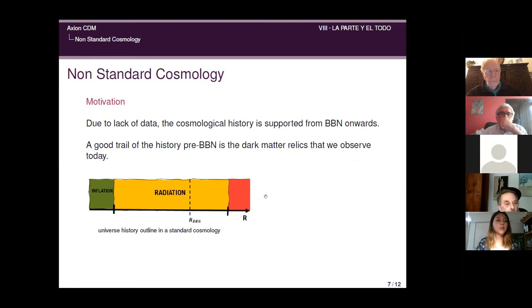Okay, so our proposal consists in considering non-standard cosmology. The motivation to do it is because, due to the lack of data, the cosmological history is only supported from the Big Bang nucleosynthesis epoch onwards. And why study a non-standard cosmology using axions? Because one trace of the history pre-Big Bang nucleosynthesis is the dark matter relics that we observe today.